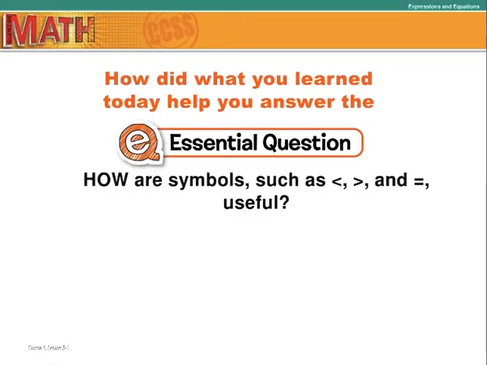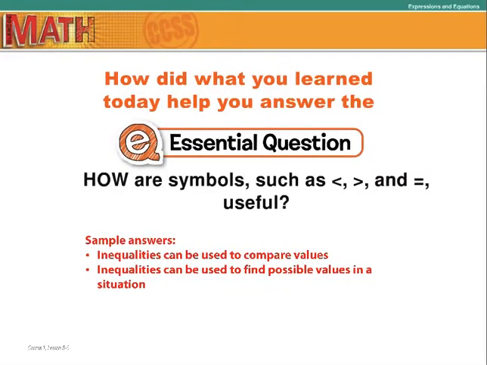How did what you learned today help you answer our essential question? How are symbols such as less than, greater than, and equal to useful? Here's a thought on that.